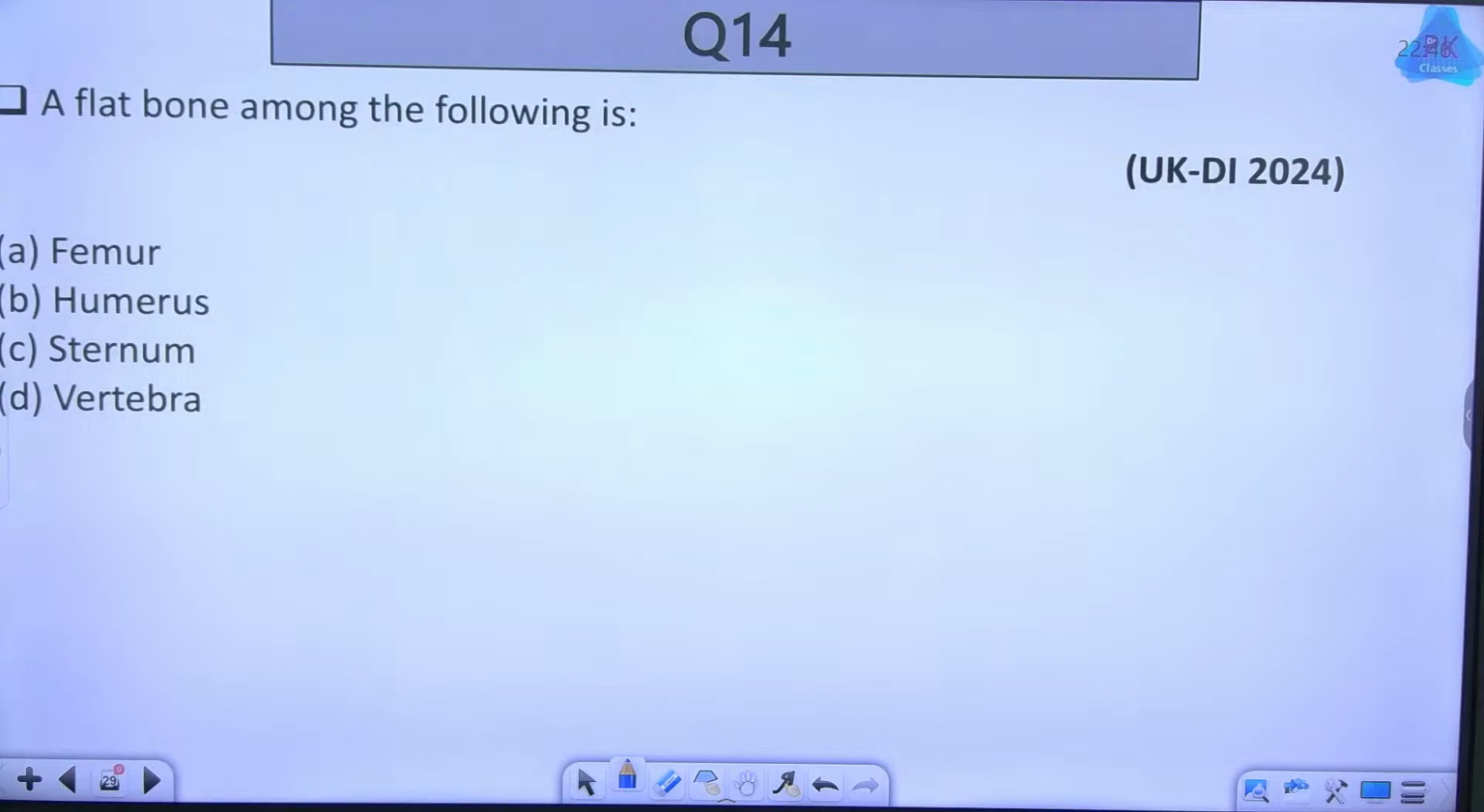A flat bone among the following is... ये भी रिसेंट का DI का क्वेश्चन है. A flat bone among the following is.